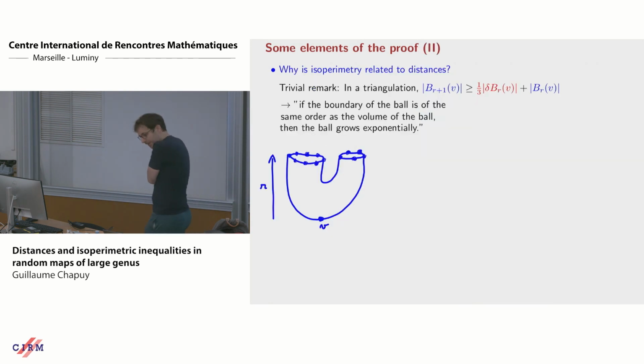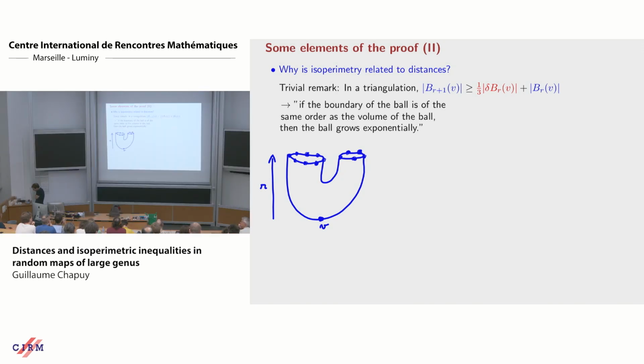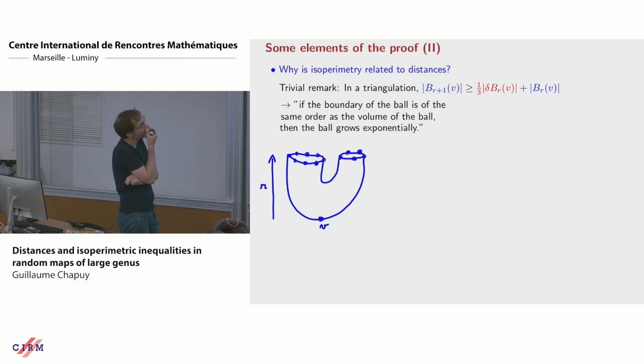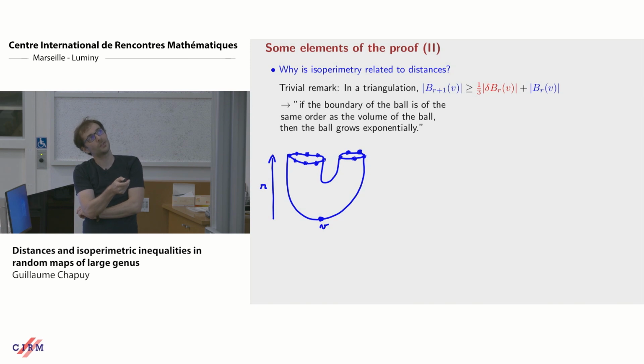Okay, and maybe most interesting is why is isoperimetry related to distances at all? Well, why is it related? So let me start with a trivial remark. So in a triangulation, let's say that you have a vertex V and you look at the ball of radius R. So you look at all the faces that you can reach in distance at most R from V. And then you look at the next one, so the ball of radius R plus 1. So this is the number of faces. I claim that the number of faces in this ball, of course it is larger than in the previous ball because they are included, but it is larger by at least 1/3 of the size of the boundary.